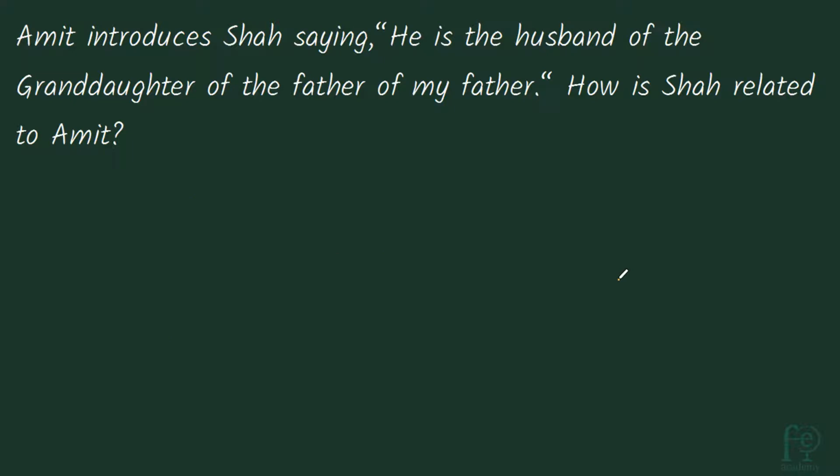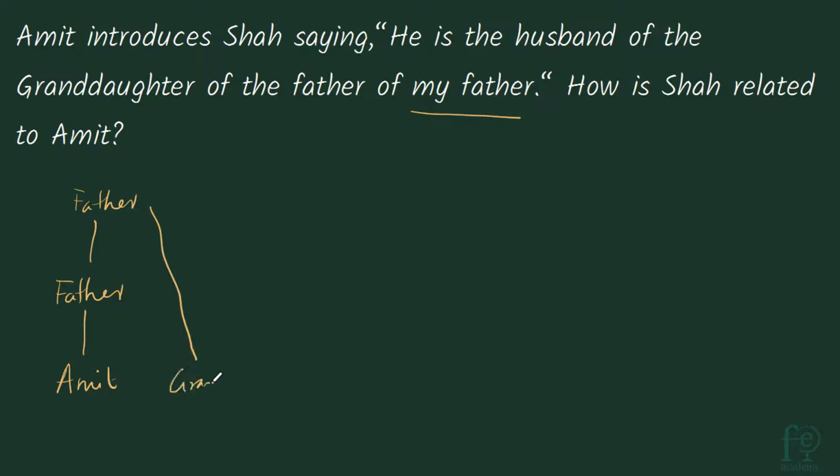Now third question. Amit introduces Shah saying he is the husband of the granddaughter of the father of my father. How is Shah related to Amit? Only a slight difference is there. So let's start again. Amit is introducing my father. So we have to start from backwards. So Amit, then father of my father. Again grandfather of Amit is coming. When you are tracing from backwards, it becomes very easy. So my father is Amit's father. Father of my father will be Amit's grandfather. Then granddaughter of the father of my father.